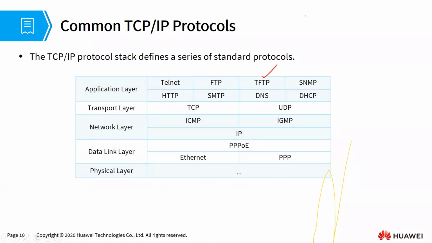For example, TFTP provides a way of transferring files. FTP also provides a way of transferring files. FTP provides a reliable but time-consuming way of transferring files. TFTP provides an unreliable but near real-time way of transferring files. SNMP provides a way of managing our network devices. DHCP provides a way of allocating IP addresses dynamically and automatically to hosts in our network. DNS provides a table for mapping IP addresses to domain names or computer names in our network. SMTP, HTTP, and Telnet are just some of the protocols at the application layer.